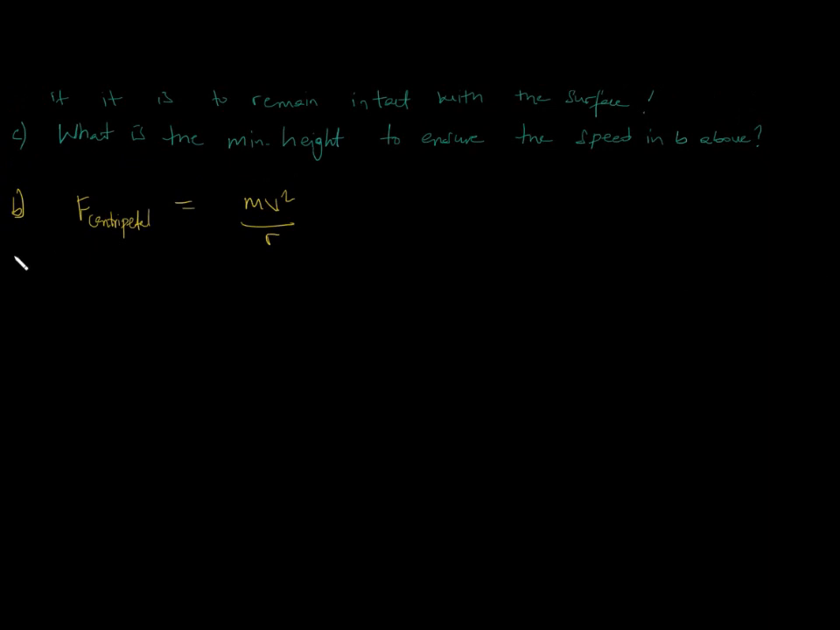So let's make a note here. For the object to remain on the path, we can say the centripetal force must be equal to the force due to gravity. We can write an expression for that. We know that centripetal force is mv squared over r, so mv squared over r must be equal to the force due to gravity, and we can write that as mass times acceleration.